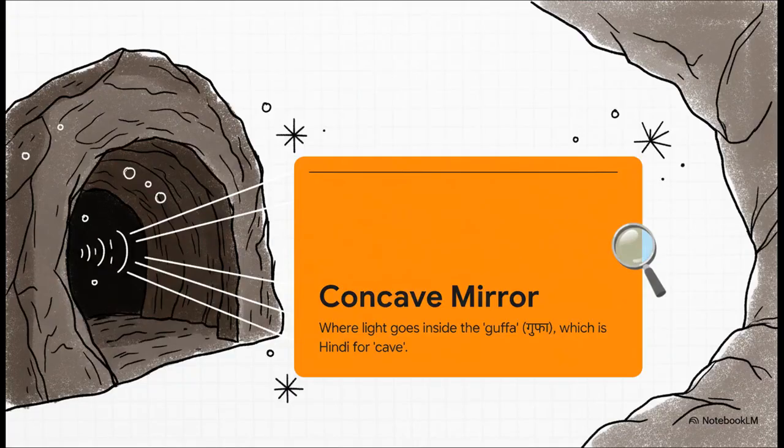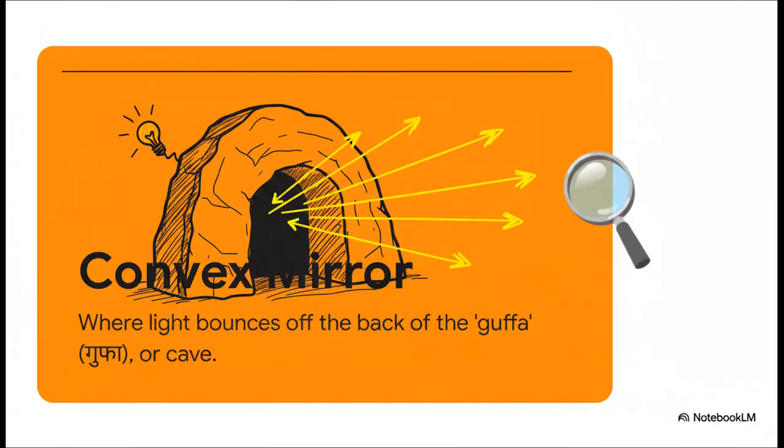Okay, just look at the word. Concave. It has cave right in it. That's it. That's your clue. A concave mirror is curved inward, just like the mouth of a cave. Light rays go into the cave to get reflected. It's honestly that simple. And a convex mirror? Well, it's just the opposite.